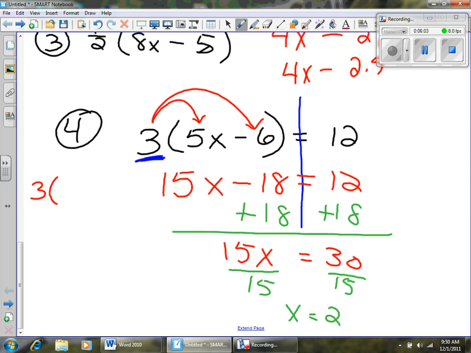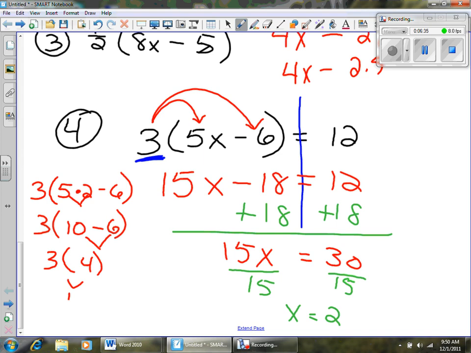3 times the quantity of 5 times 2 minus 6. I'll see if I get 12. If I get 12, I did this problem right. 3 times the quantity of 5 times 2 is 10 minus 6. If you're wondering why I didn't distribute here, I'm using the order of operations, affectionately known as PEMDAS. I'm doing inside the parentheses first, and inside the parentheses, I have to do the multiplication before the subtraction. So I get 3 times the quantity of 10 minus 6, which is 4, and 3 times 4 is 12.